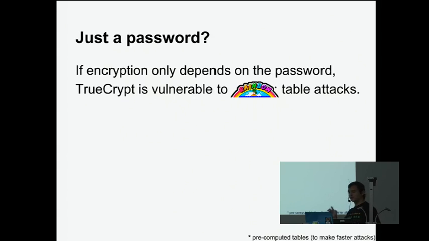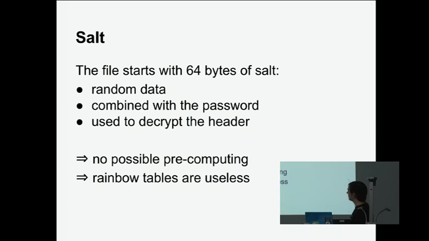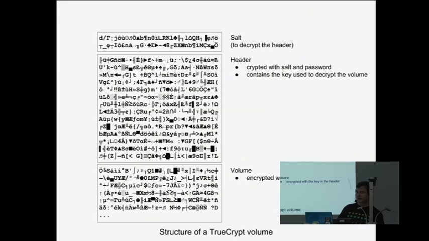Just before we go on, if the encryption only depended on the password, then TrueCrypt would be vulnerable to rainbow table attacks. Because of that, they added some salt. So the file starts with 64 bytes of salt that should be random. That, combined with the password, will be used to decrypt the header, which means you cannot pre-compute an attack on TrueCrypt, because you would need the salt of this exact file to brute force the password. There's another reason too, but this also helps make rainbow tables useless.